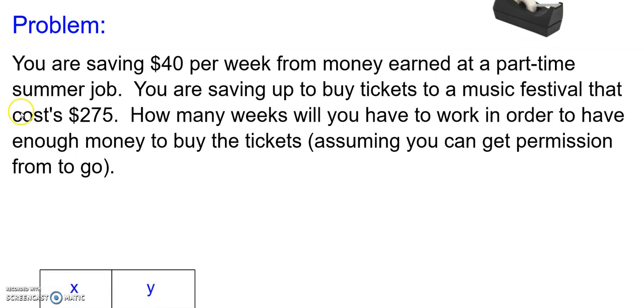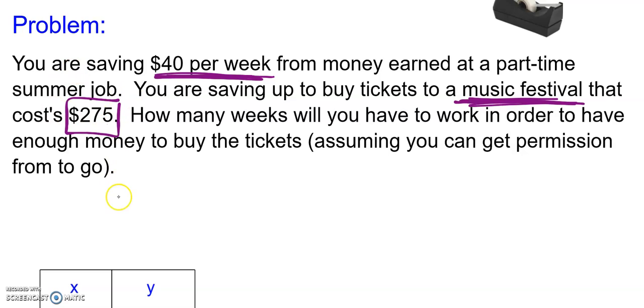All right, last problem in our introduction to linear equations. So suppose you're saving $40 a week. I always like to underline information that I think is going to be important, which is usually numbers. You are saving $40 per week from money earned at a part-time summer job. You're saving up to buy tickets to a music festival. Oh, I can only hope that you're socially distancing at that music festival. And the tickets are going to cost $275. How many weeks will you have to work in order to have enough money to buy the tickets? Assuming you get permission from your parents to go.